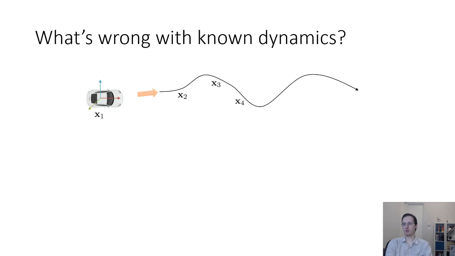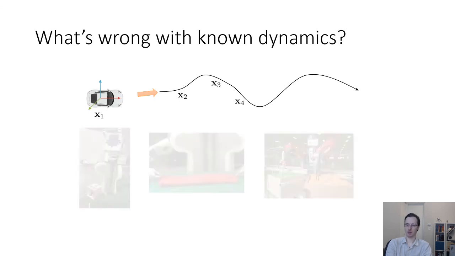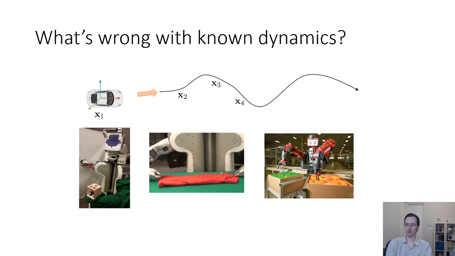And in next week's lectures, we will extend this to the case where the dynamics are perhaps not known. So what's wrong with known dynamics? Well, known dynamics are great if you're controlling some system that is easy to model, like the kinematics of a car. But if you're trying to get a robot to fold a towel or sort some objects in a factory, maybe modeling all those exactly is very difficult or even impossible. And in those cases, maybe we can learn our models. So that's what we'll talk about next.